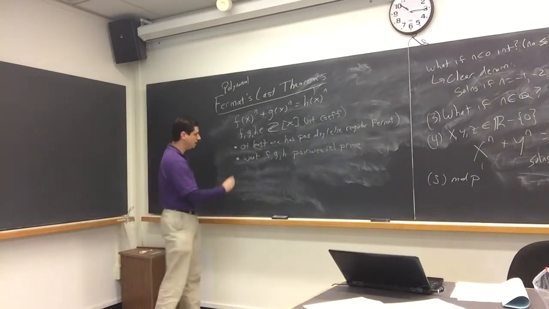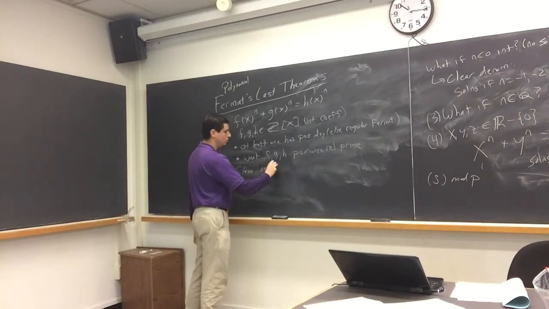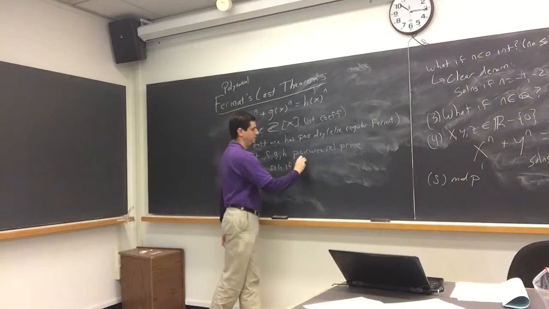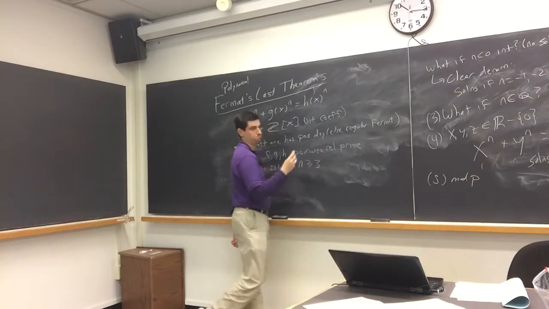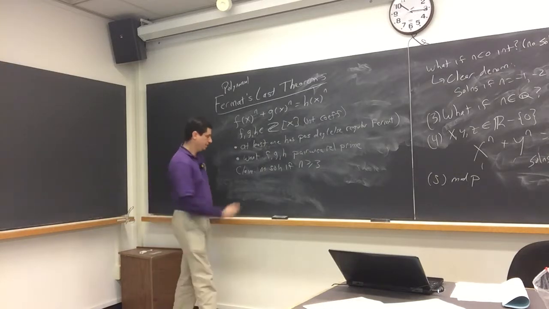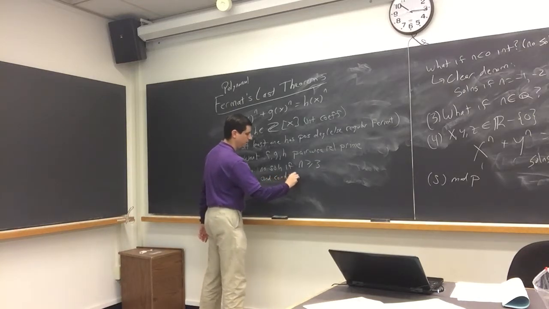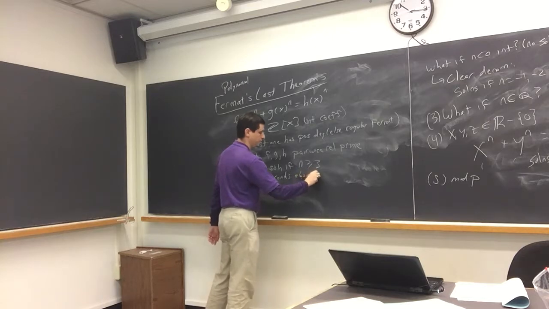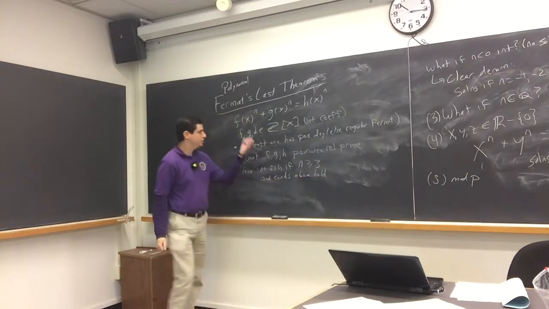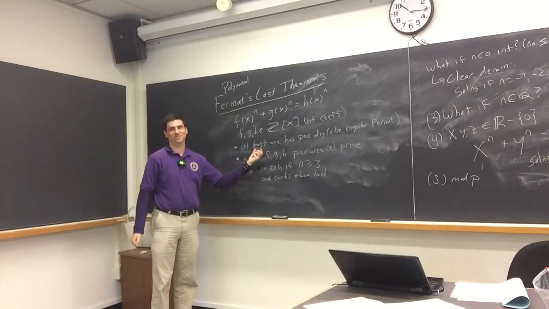And so the claim: there may be no solution if n is greater than or equal to 3, and the conditions above hold. Because again, if I don't insist that the conditions above hold, I'm proving Fermat.